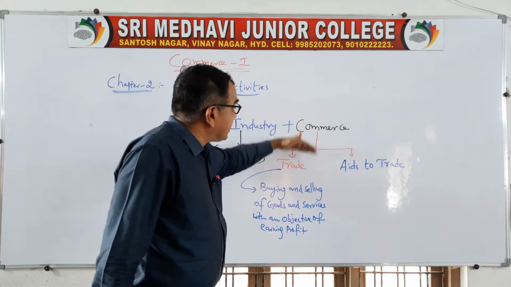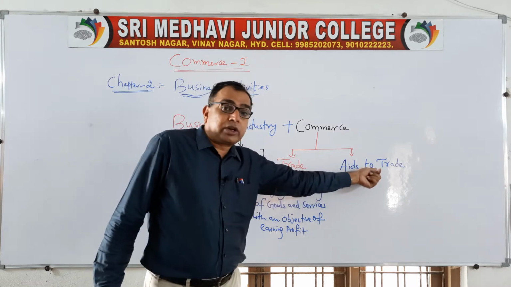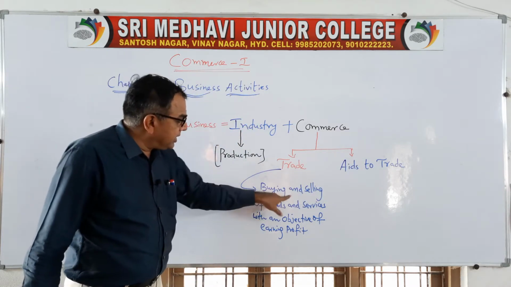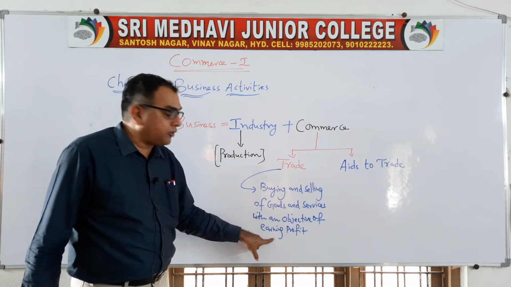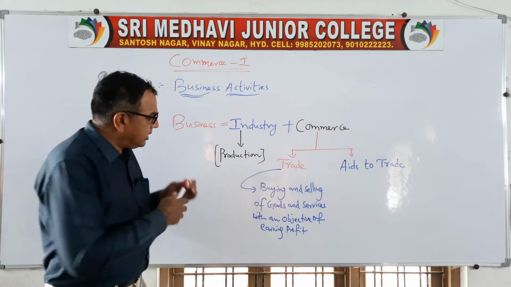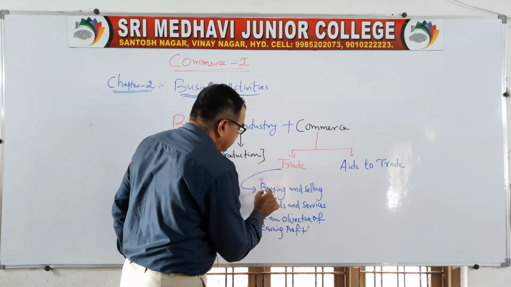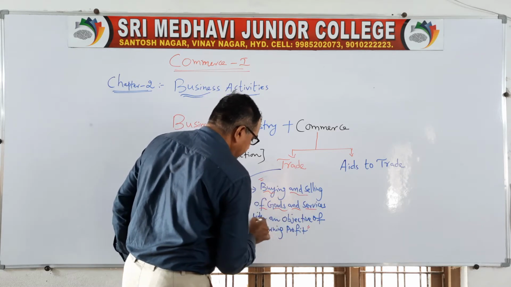So commerce can be classified again into two categories: trade and aids to trade. Trade means, I have written the definition here: buying and selling of goods and services with an objective of earning profit. Buying and selling of goods with an objective of earning profit.